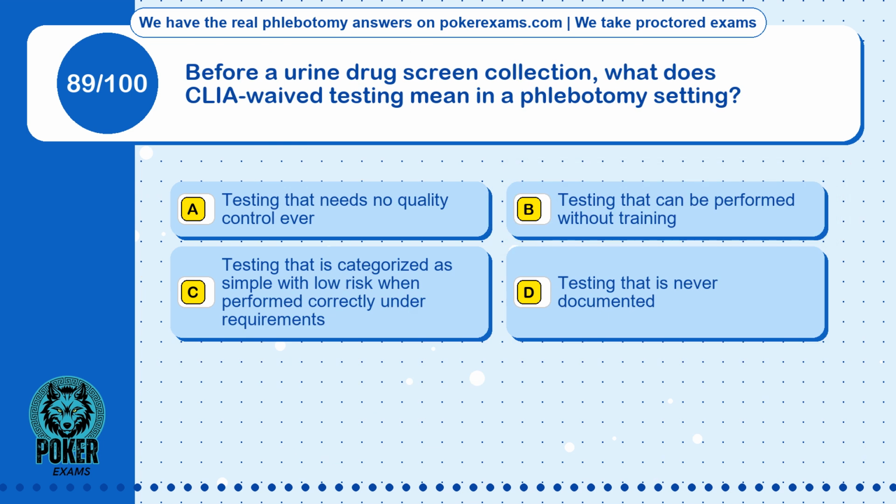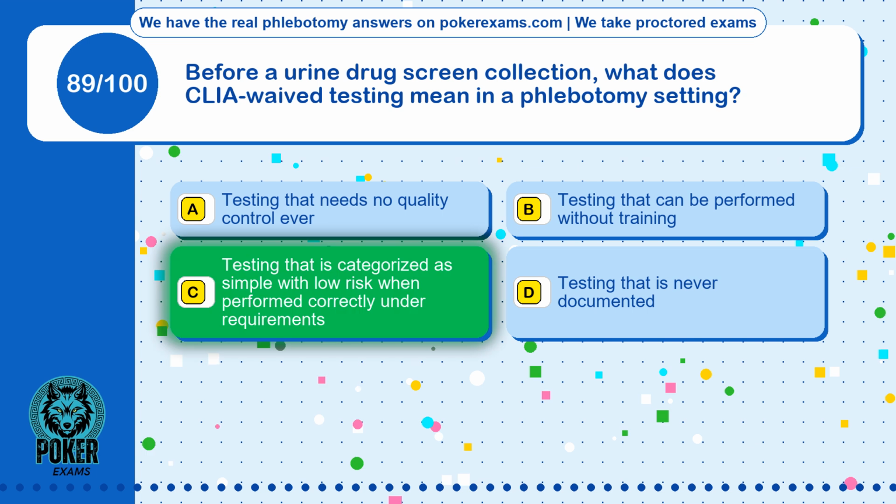Question 89. Before a urine drug screen collection, what does CLIA waived testing mean in a phlebotomy setting? Option A, testing that needs no quality control ever. Option B, testing that can be performed without training. Option C, testing that is categorized as simple with low risk when performed correctly under requirements. Option D, testing that is never documented.